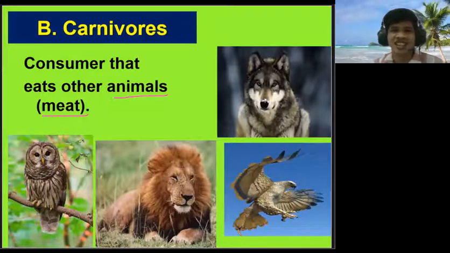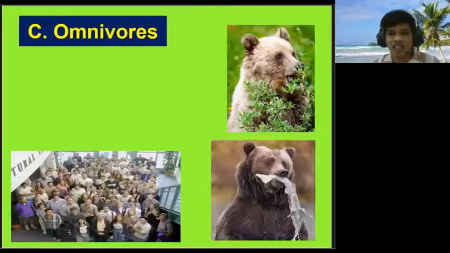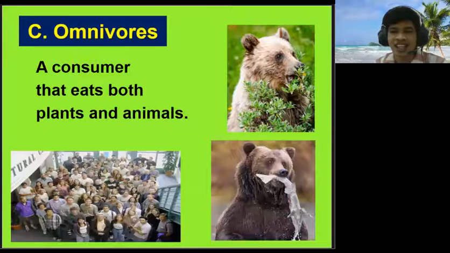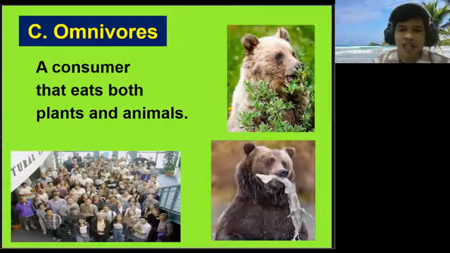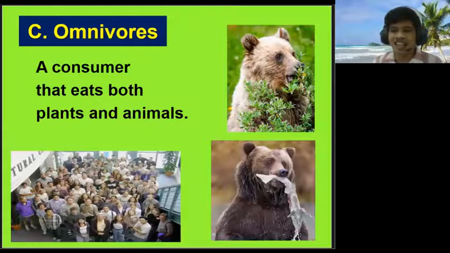So the next one is letter C, omnivores. Okay, omnivores. Omnivores are consumers that eat both plants and animals. Plume, these are consumers that eat both plants and animals. Okay, can you give me examples? Examples of omnivores. Animals that eat both plants and animals.